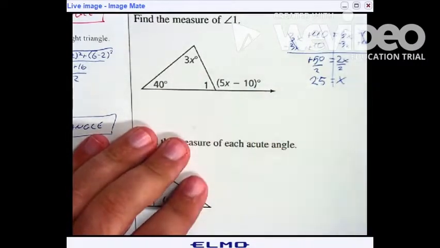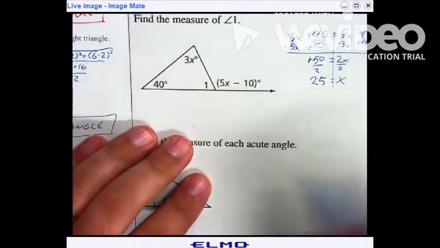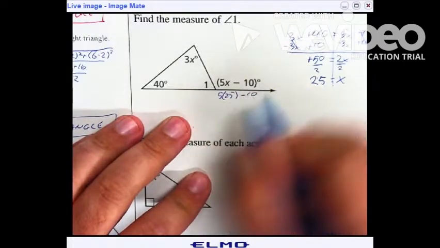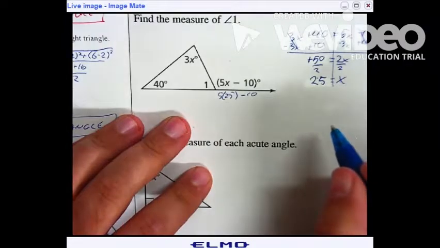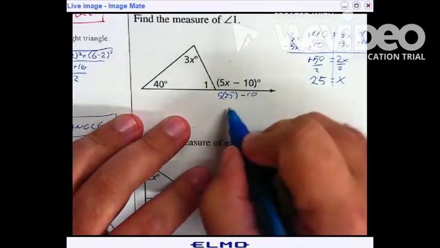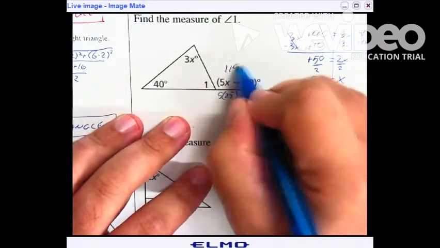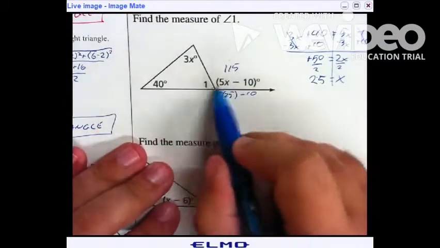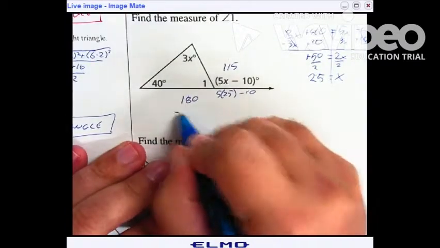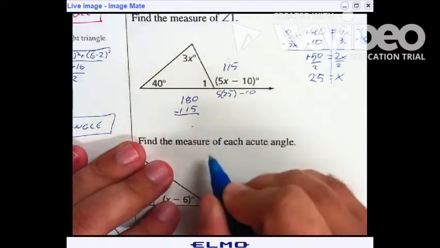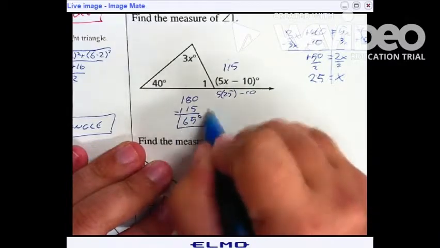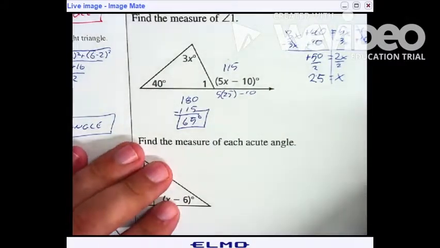Or I can figure out this one. Either one. I think I'm going to plug it in here. So 5 times 25 minus 10. 5 times 25 is 125. So that's 125 minus 10. So this is going to be 115. And then I know these two are a linear pair, so they're supplementary. So I can do 180 minus 115. And that is going to give me 65 degrees. There it is. Hopefully that's what you got.